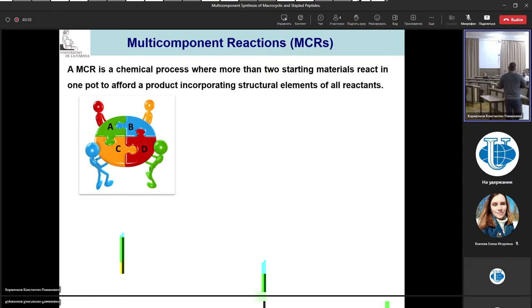They are typically domino processes, but not all domino processes are multi-component, of course, because you have to obey the Ugi rules. It has to be one pot, and it has to incorporate into the final structure a molecular fragment from all the substrates. This is very relevant to keep under control. I'm going to show procedures which are sequential, but they are not multi-component in some cases, because I have to change the solvent or isolate by extraction one catalyst, for example, to avoid the reaction of it. And I will explain about that.